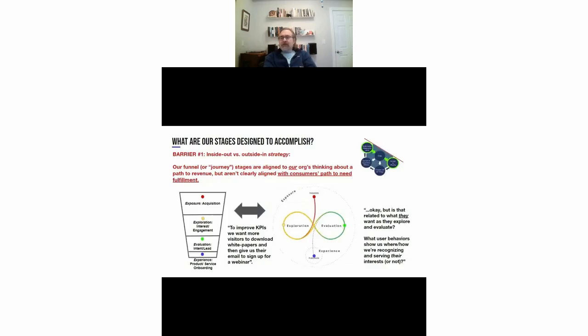So this comes back to this question of when we only have that half circle, we're dealing with barrier number one. And this is where we get into the barriers as promised to good conversion rate optimization. And barrier one is we have an inside out versus an outside in strategy, right? Those two pink circles up in the top, those are the only things in this process that are about the consumer. The thing that we're calling measurement, the thing that we're calling data is about our performance.